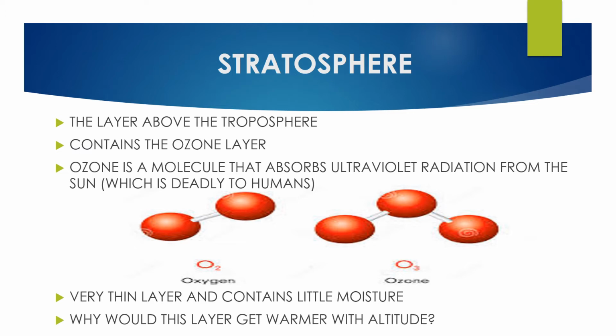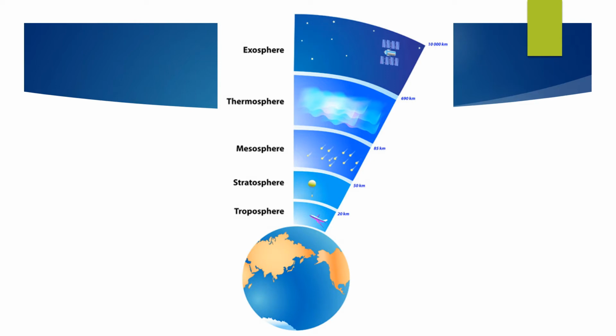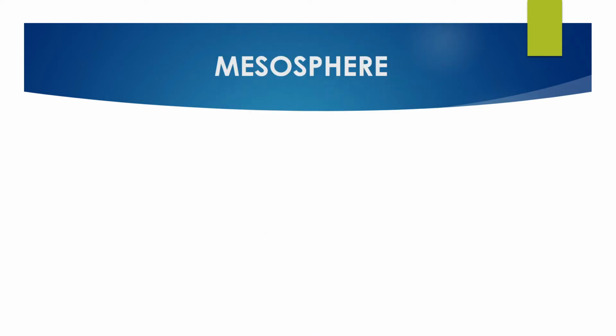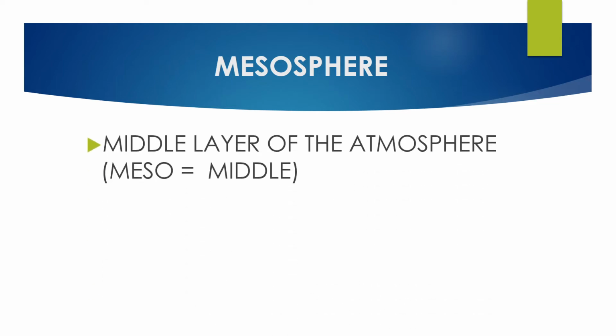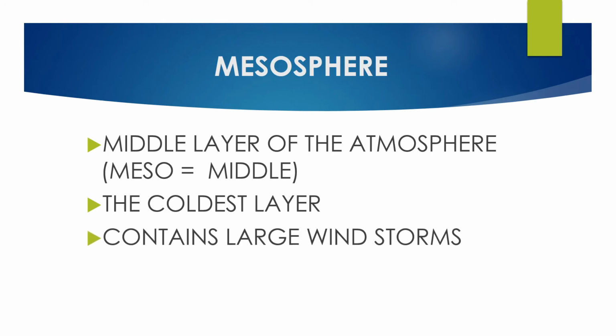I just got to explain that. Why would this layer get warm with altitude? Because the ozone layer is up there absorbing the sun's energy. Okay, next layer is the mesosphere. Not much to say with meso. Meso just means middle. So if you've got the 5 layers as you see in this picture, the mesosphere is the middle layer of the atmosphere. It is the coldest layer, and you saw that when you did the activity, that the temperatures dropped a lot colder than the troposphere did. It contains large windstorms, too. The winds can travel above 300 miles per hour in that layer. So those are our 3 facts for the mesosphere.